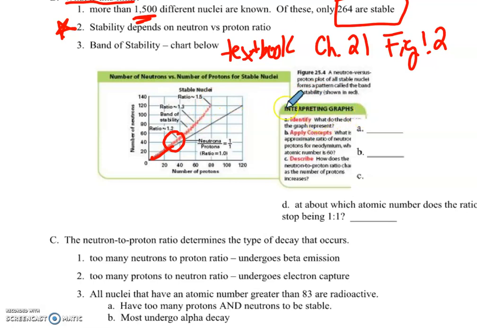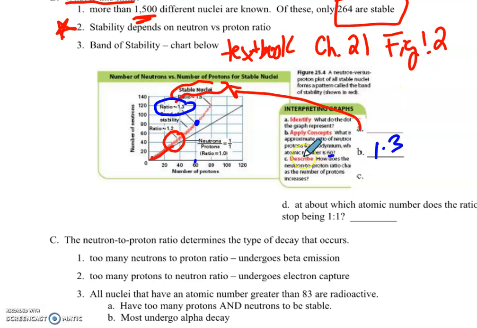So what does the dotted line in the graph represent? It's the band of stable nuclei. So that is your answer for A. What is the approximate ratio of neutrons and protons for neodymium? Atomic number 60. So if you go to 60 and read the graph, the ratio is about 1.3.